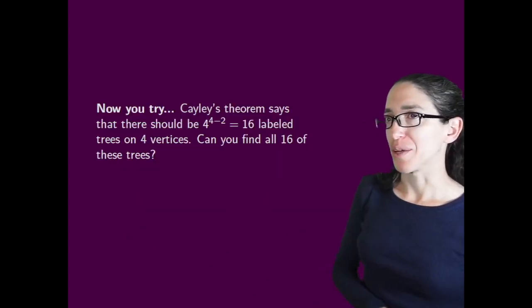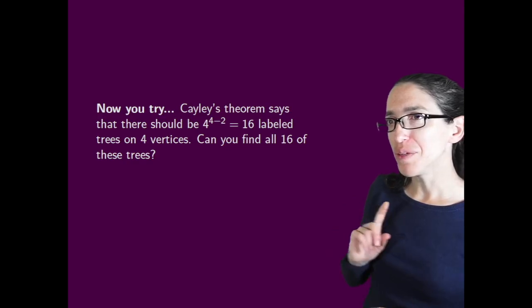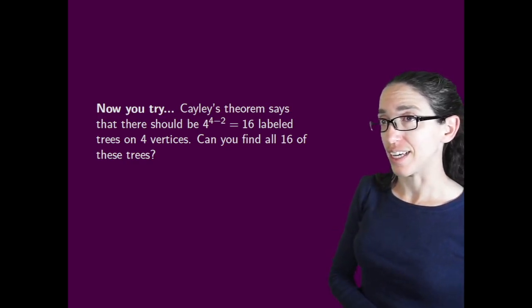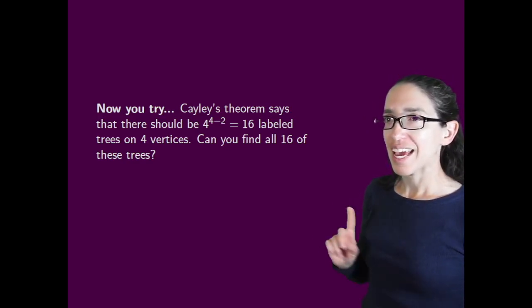And now you try playing with trees. Cayley's theorem says that there should be 4 to the 4 minus 2, or 16, labeled trees on 4 vertices. Can you find all 16 of them?